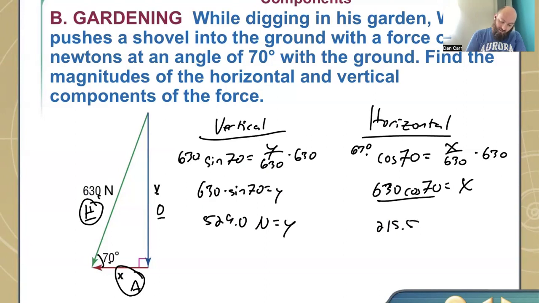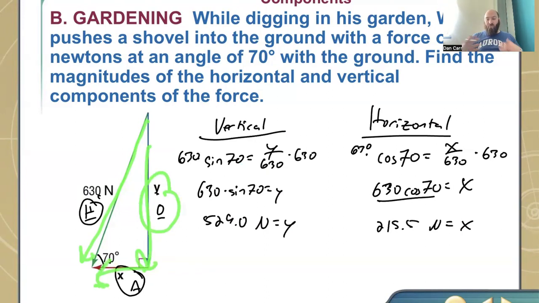215.5 newtons of force. Okay, so again, the idea here is even though Will is pushing this direction with the 630, that force on an angle is being made up of a vertical down and an X to the left here in this case. So it's made up of two components, vertically and horizontally, versus just on that angle. Okay, and that is it for today.